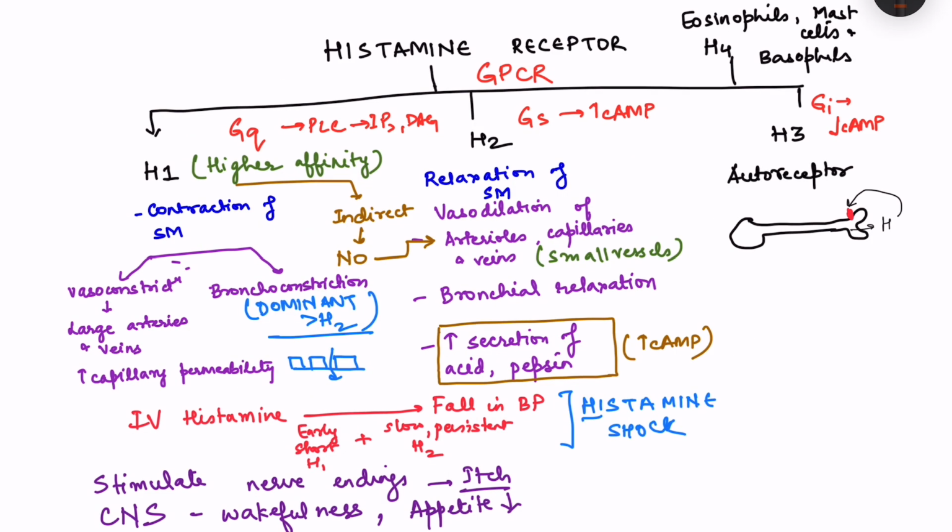Now, when the histamine is released, it acts on the receptors which are present on various cells. So there are different types of histamine receptors, four types basically: H1, H2, H3 and H4 receptors. In this video, we will be mainly focusing on the H1 receptor.